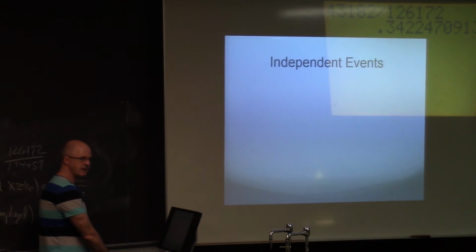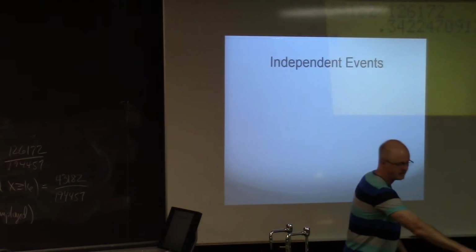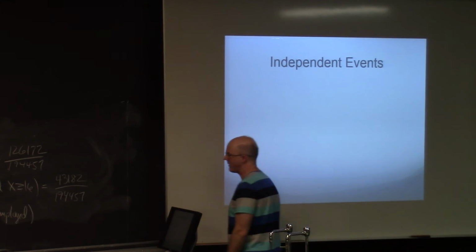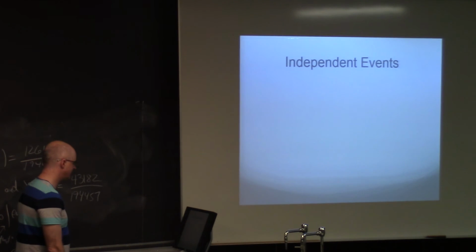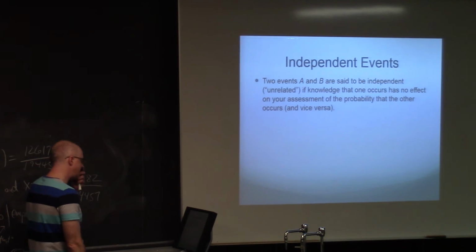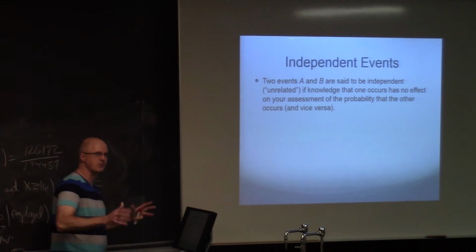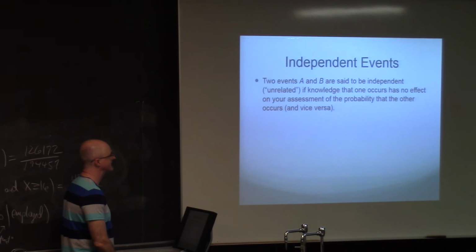is something called independent events. And there's a formula for finding the probability that two events both occur when they are independent. Two events A and B are said to be independent, or informally unrelated, if knowledge that one occurs has no effect on your assessment of the probability that the other occurs, and vice versa.